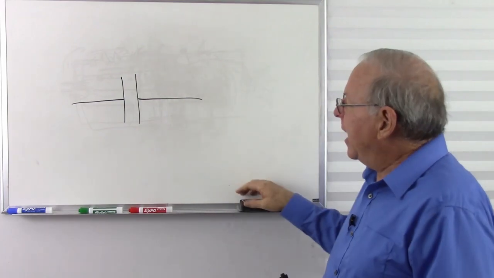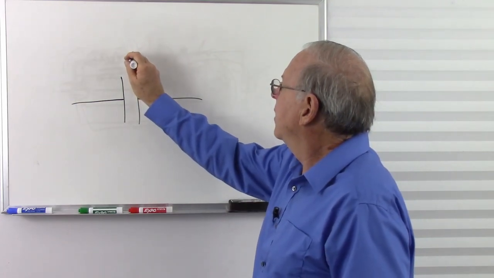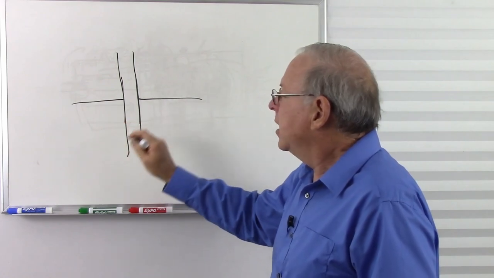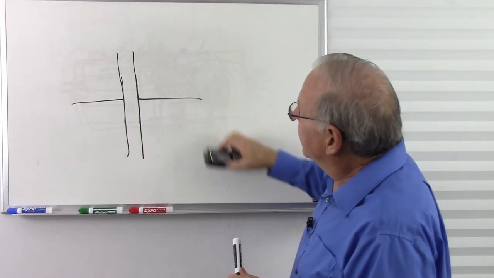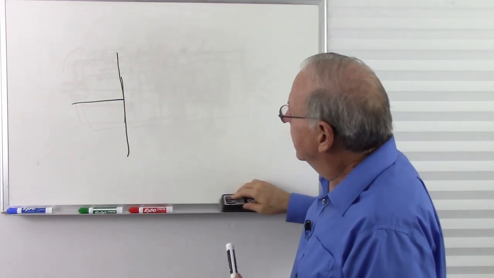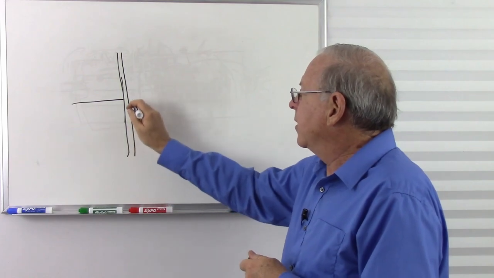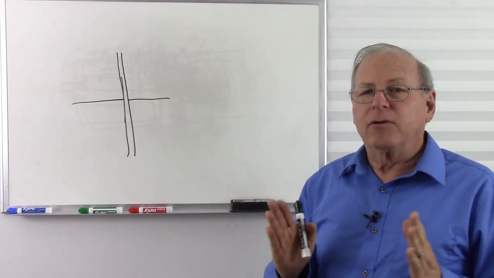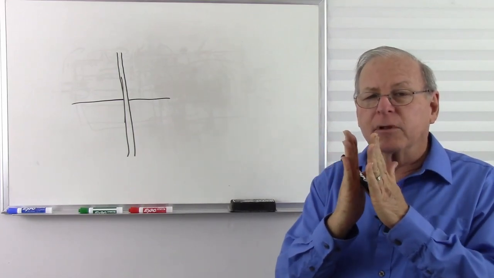Now, what affects the capacitance? Well, if we double the surface area, we double the capacitance. If we move them closer together, we get more capacitance. So, to increase your capacitance, you either increase the surface area or you put them closer together.